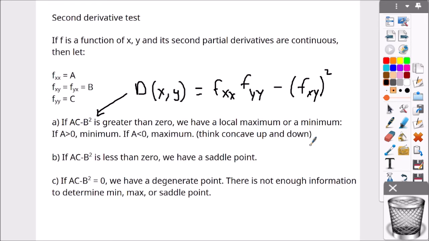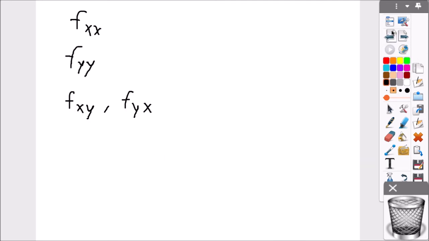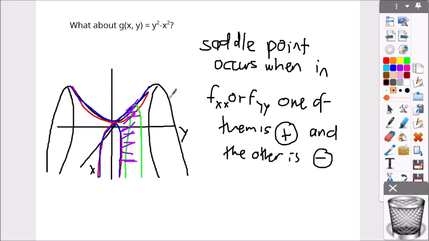If ac minus b squared is less than 0, then we have a saddle point. If ac minus b squared is equal to 0, then we have a degeneracy. There's not enough information to determine whether it's a minimum, a maximum, or a saddle point, right? Like the hyperbolic paraboloid. If we go back to y squared minus x squared, there's not enough information to determine whether it's a minimum, a maximum, or a saddle point. We'd have to use something else.